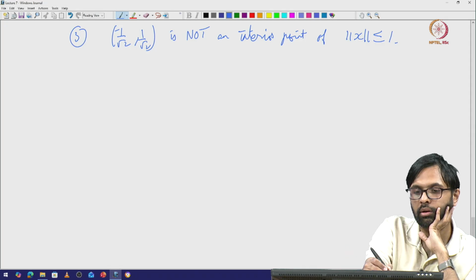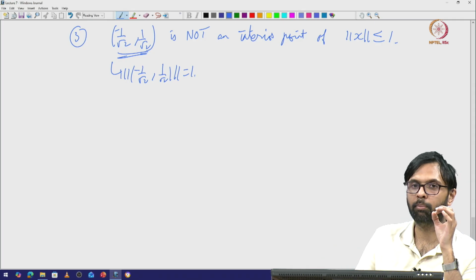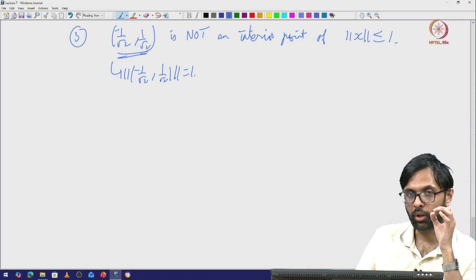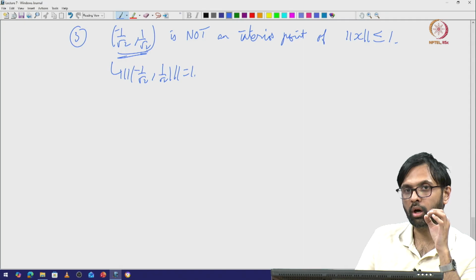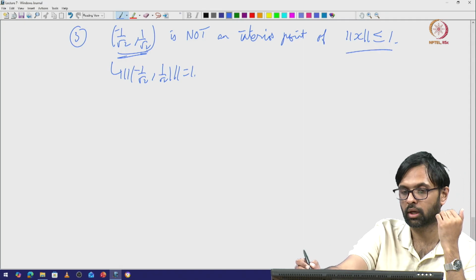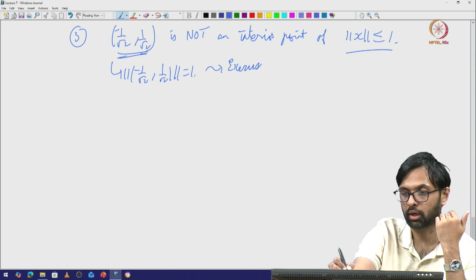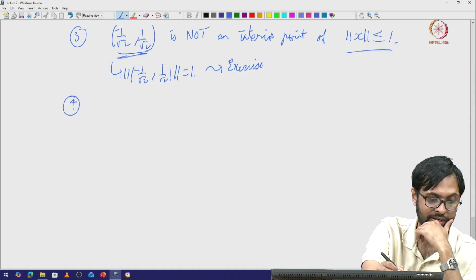Why not? The norm of this vector, the L2 norm if you wish, is actually equal to 1. So, if you take a small open ball around it, no matter how small an open ball, you will find points in that open ball whose norm is larger than 1. So, they cannot lie in this set. I mean, think about it, by the way, this is an exercise, you need to be able to do it rigorously, it is a very basic exercise.